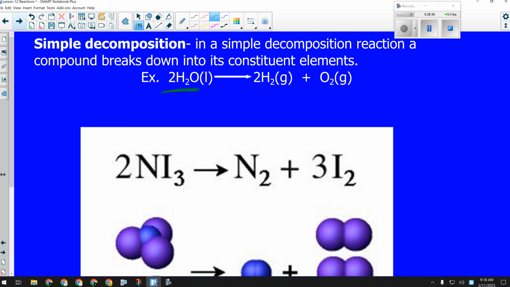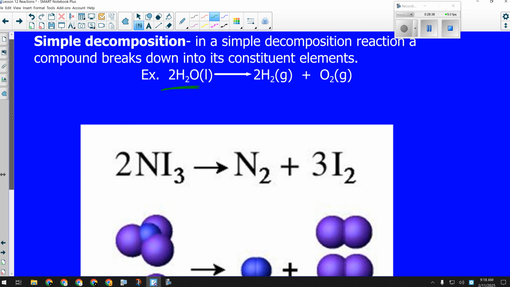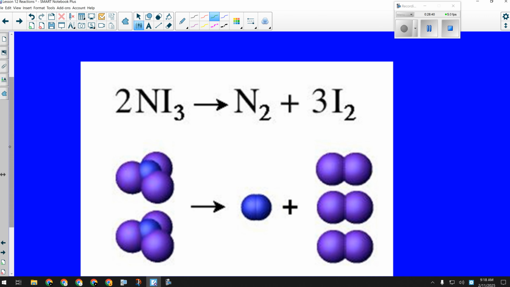Okay, so diagrammatically, you could have a reaction that looks like this. We would have 2 molecules of nitrogen triiodide, and they would break down into 1 molecule of nitrogen and 3 molecules of iodine. Now, back to something we looked at last week. How do I know that this breaks down into a nitrogen molecule and not 2 separate atoms of nitrogen?